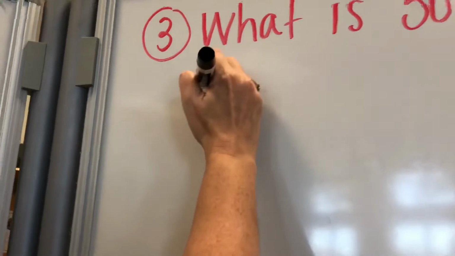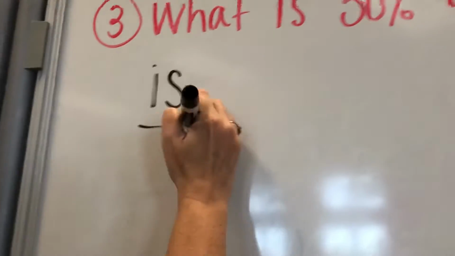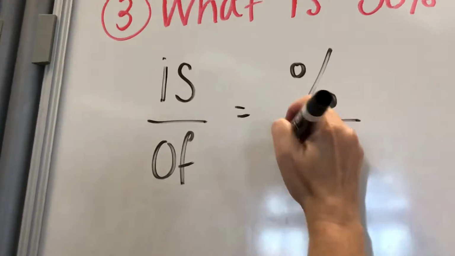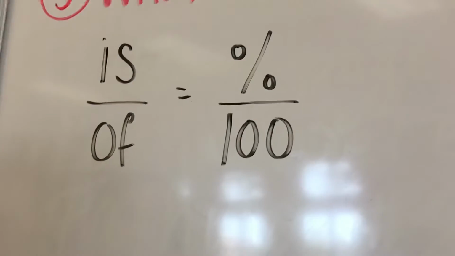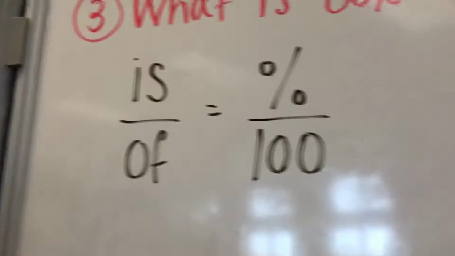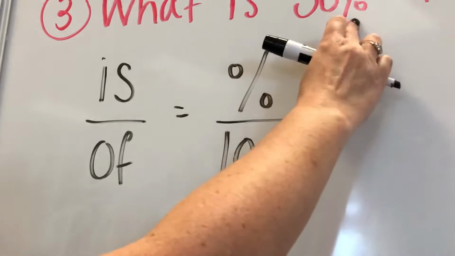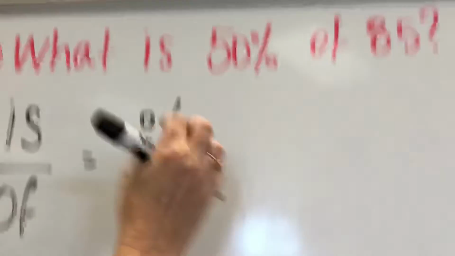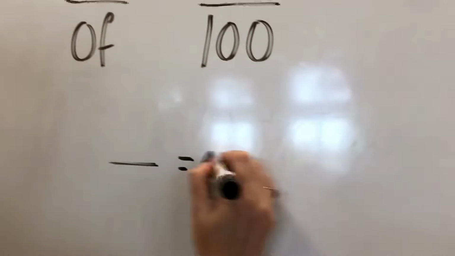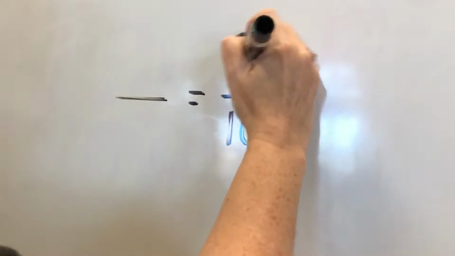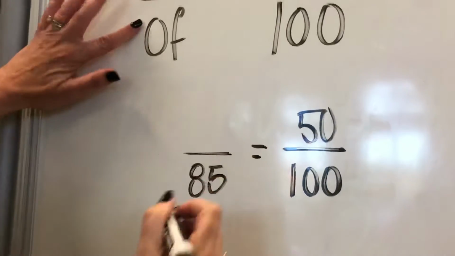Okay, so we're going to go ahead and do our is over of equals percent over 100. This is not the 7th grade way of doing it. We use part over whole, but this is a very simple problem, so we're just going to submit it. Is 50%, that's going to go where my percent is. So 2 lines equal to one another. The 100 always stays in the same spot. 50 gets added in. Of 85, 85 is going to go in the of spot here.